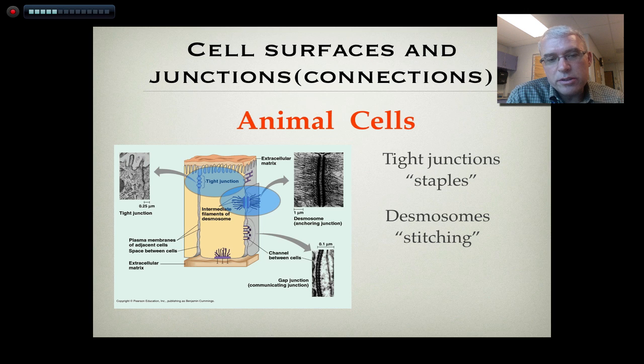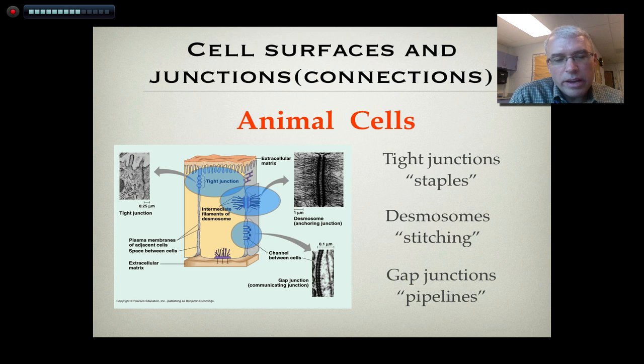Desmosomes are locations where fibers are holding the two adjacent animal cells together. I kind of think of this as like they're being sewn together. And finally, we have pipelines connecting adjacent animal cells called gap junctions. So animal cells interact with each other in three different ways: very tightly held together with tight junctions, or sewn together with material in something called a desmosome, or in places where they can actually exchange cytoplasm material through gap junction pipelines, so to speak.